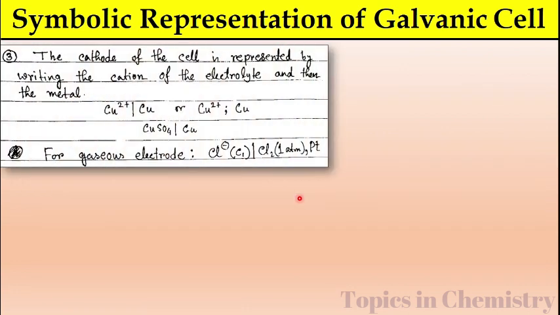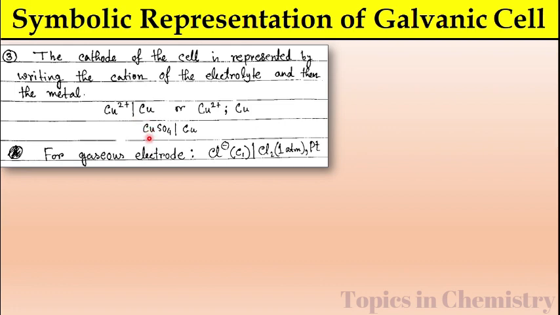Now rule number 3. Now you have to consider the cathode. The cathode of the cell is represented by writing the cation of the electrolyte. So here first you have to write the cation. Then you have to write what is the metal present. I've written here first the cation, then you have to write a vertical line. Then this is the metal.